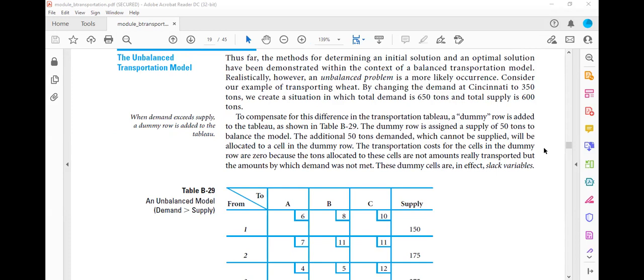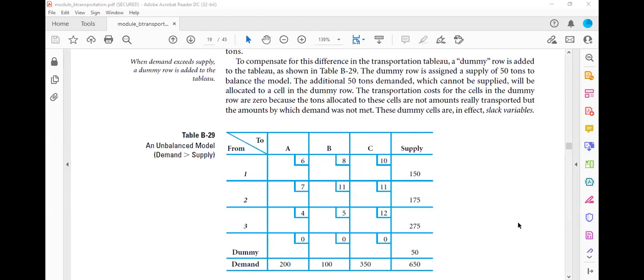So that is as shown in table B29. If you add up all the supply, the total of 150, 175, and 275 is only 600. While if you add up all the demand, the 200, 100, and 350, the total is actually 650. So our demand exceeds supply by 50.